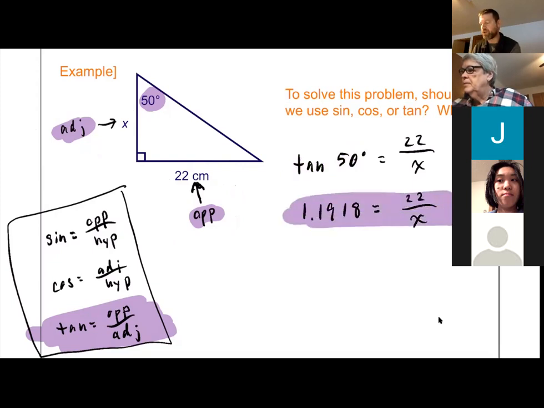And this is a weird one for x. Anybody know what's weird about solving this one? Why does that seem harder right now? What about that problem makes this problem look hard? The X is on the bottom. Yeah, the X is on the bottom. I don't like it when the X is in the bottom of the fraction. It's super annoying when that happens.